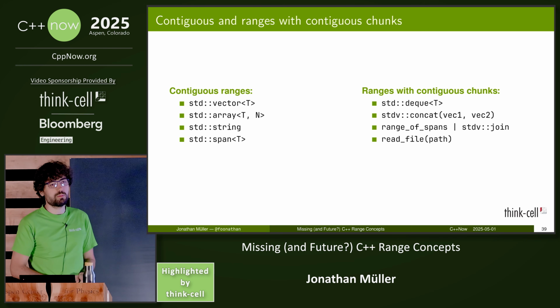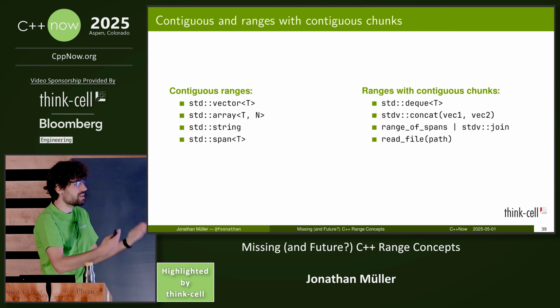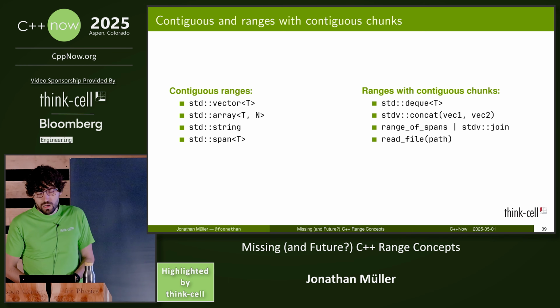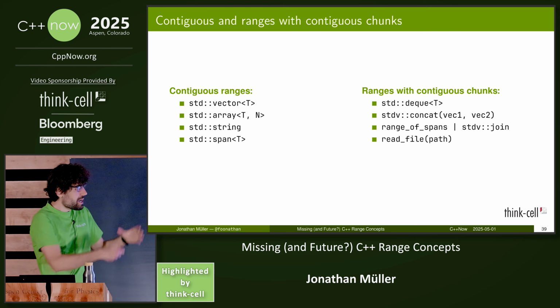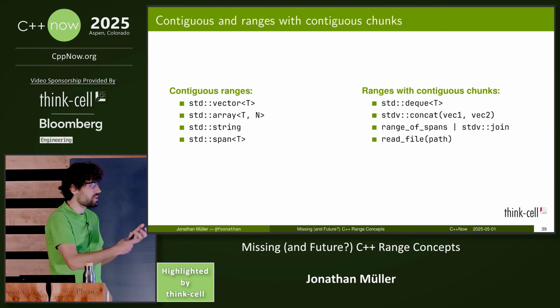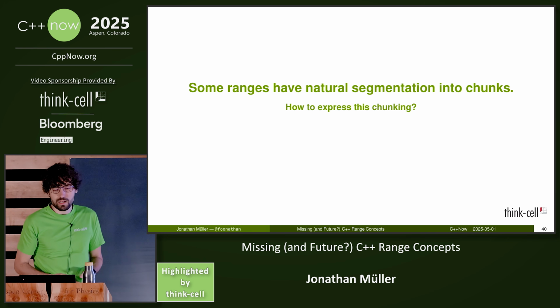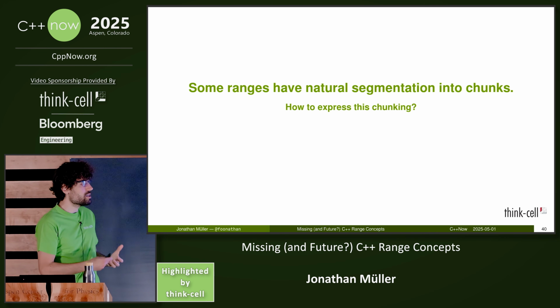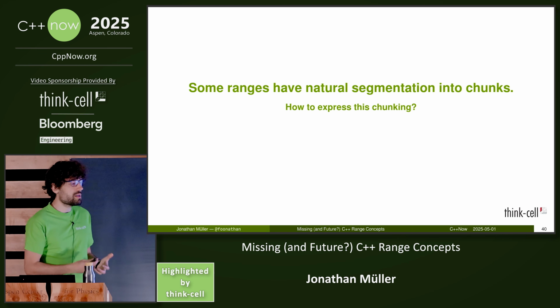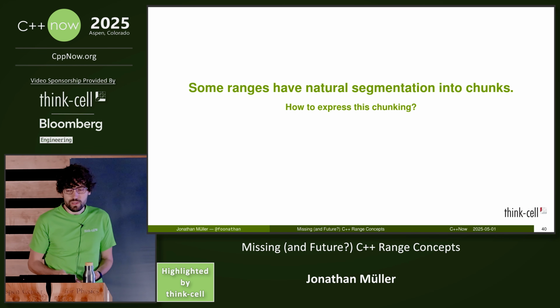And this is essentially what we're doing in read file. We have a range of spans and we join them. So this is not contiguous, it just has contiguous chunks. And if we have contiguous chunks, we could just memcpy those over into our strings, right? And so we want to get them. We have this natural segmentation of ranges into chunks, but how do we express it in a way that makes it usable?